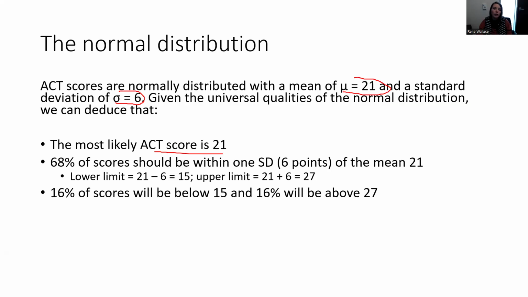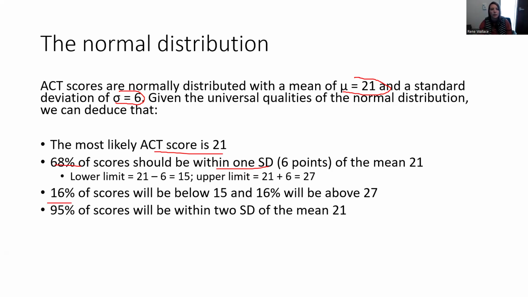16% of the scores would be below 15, and 16% of the scores would be above 27, right? Because we just made these limits. This is one standard deviation, and that's our 68%. But then another 16%, right? The second standard deviation.